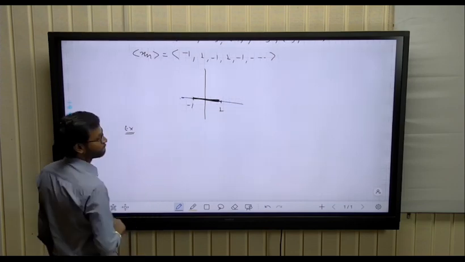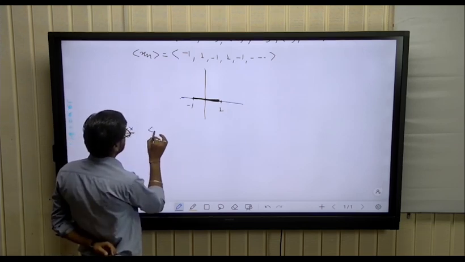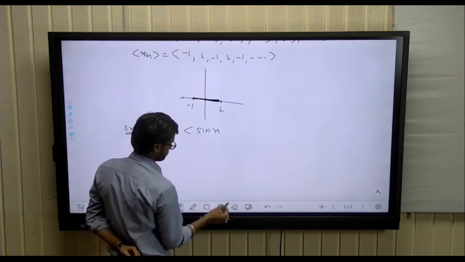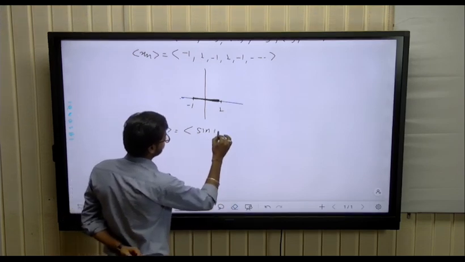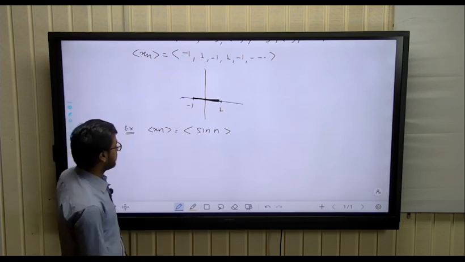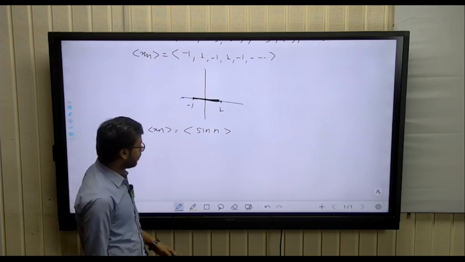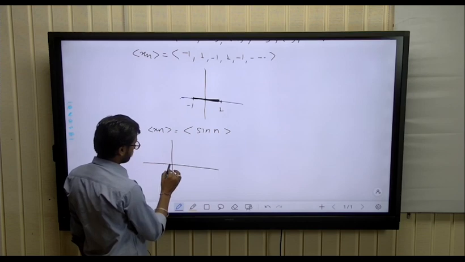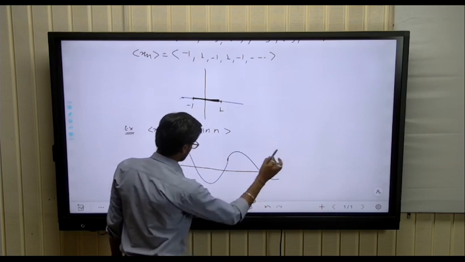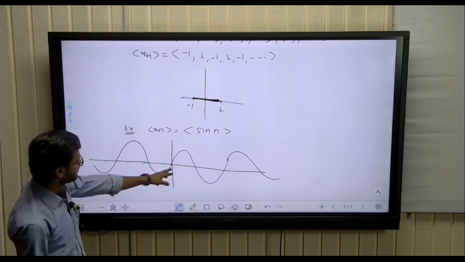Suppose that the sequence x_n is equal to sin n. Okay, suppose that the given sequence is sin n. We all know that the highest value of sin n is 1, and the lowest value of sin n is minus 1. We all know the graph of sin x is this.